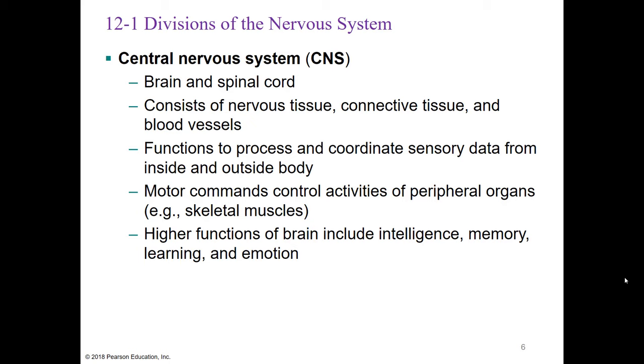In addition, in the central nervous system, this is where we're going to be able to learn, memorize, and also process emotions. This is what we call the higher order functions that are very much human.